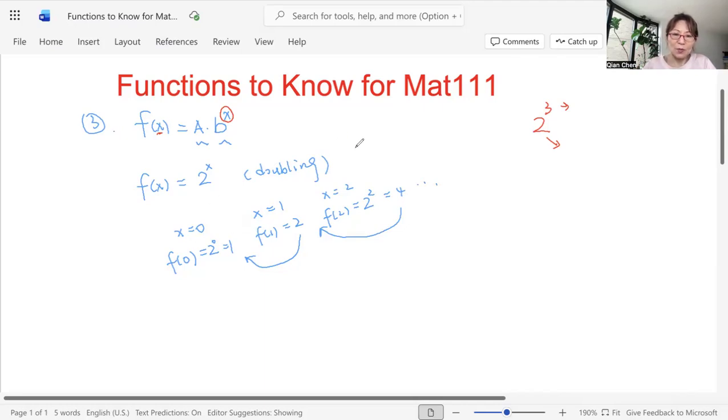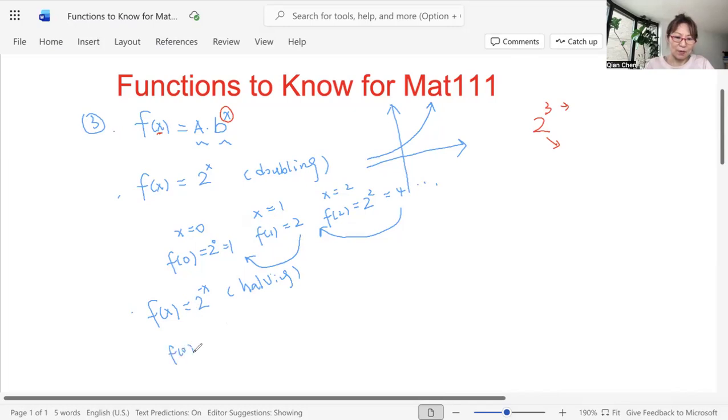And so this we call, if we draw the graph, it looks like this. Exponential growth. It grows very fast. Right? So conversely, we have a function we call halving. We have 2 raised by negative x. So this is called a halving. Right? So we can also give some values.